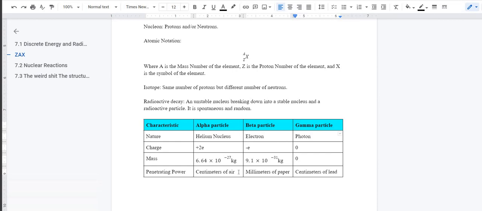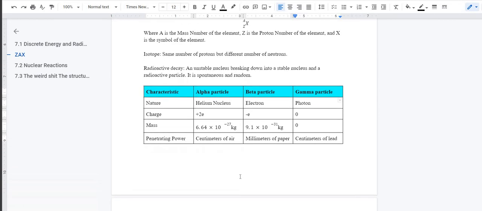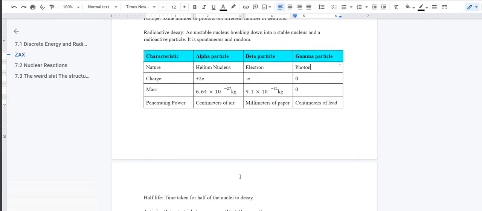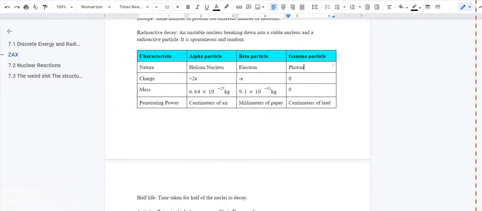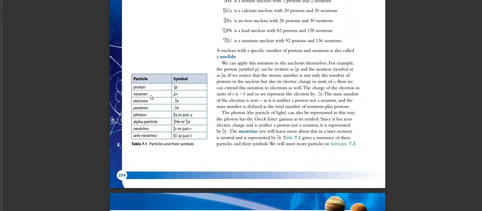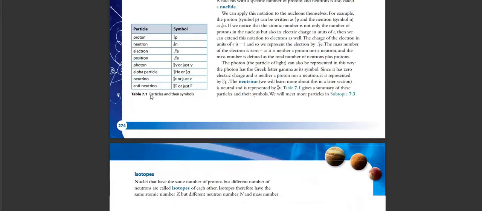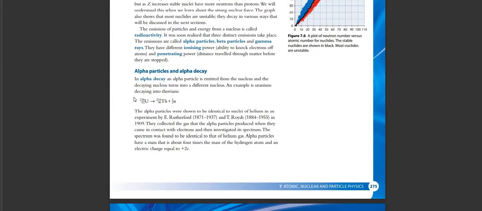And now let's look into each of these decays. So alpha decay is when you have a large unstable nucleus breaking down into a more stable nucleus and emitting something called an alpha particle, which is just a helium nucleus. I believe the textbook has an example of alpha decay, so I'll be using that to help out over here. So that's an example of alpha decay.